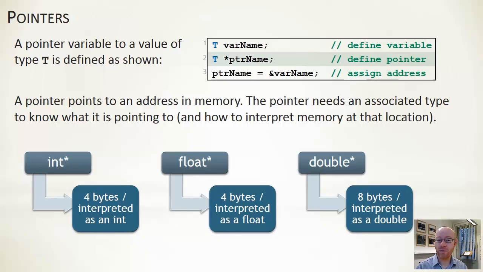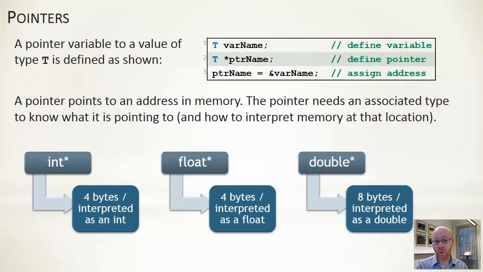In line 2, we have again our type, and then we have the asterisk ptr name. So effectively we are defining here a pointer variable, and it is a pointer variable that can point to something of type T. And in line 3, we are assigning the address in memory where var name is stored, and actually storing that address within our pointer variable. So after lines 1, 2, and 3 have been executed, we have declared a var name of type T. We've declared a pointer name.